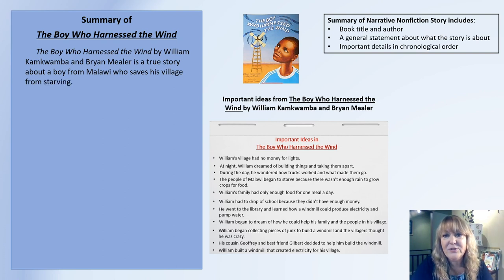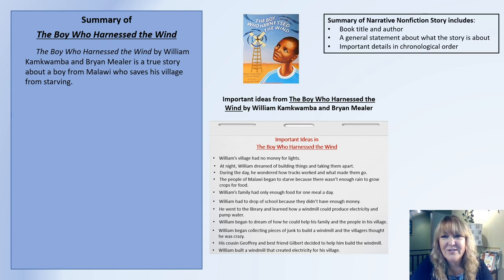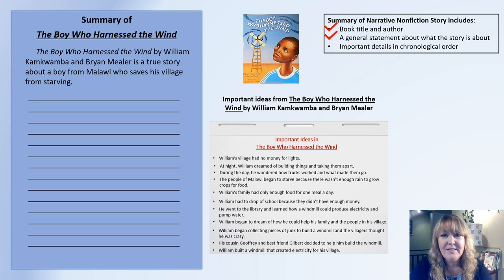Okay, let's refer to our chart that includes all the important parts that we need for our summary. We've included our book title and author in that first sentence, and we've also given a general statement about what the story is about. Let's take a look at what we need to include next so that we can summarize The Boy Who Harnessed the Wind.